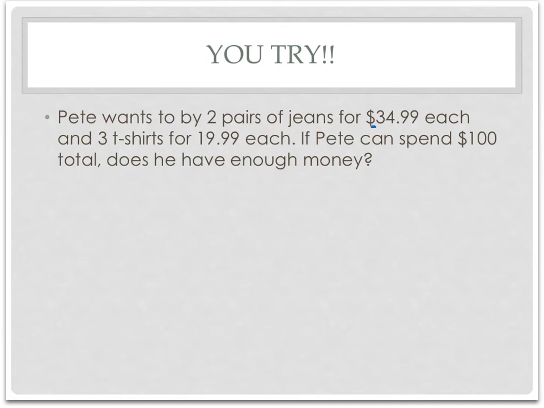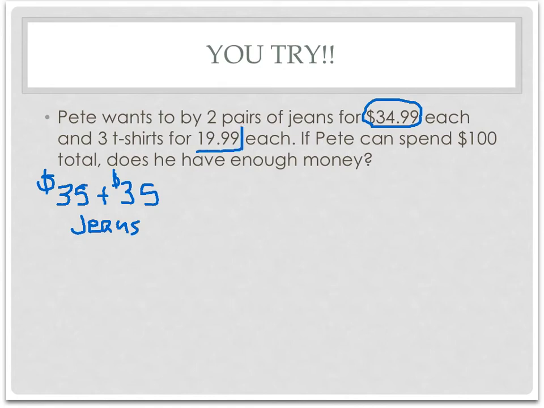So $34.99, I'm going to look at that as $35. So pair 1 is going to cost $35. So is pair 2. Okay, so that's talking about the jeans. And then I'm going to look at the t-shirts. And so $19.99 each, I'm going to turn that into $20. So the first t-shirt is $20, the second t-shirt is $20, and the third t-shirt is $20.